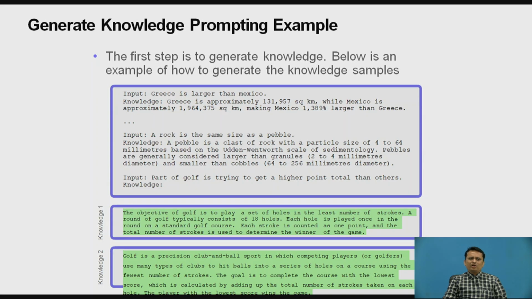This is a general knowledge prompting example where some input is given, and the knowledge in that input is also mentioned. Like that, input and its corresponding knowledge are given, and once these combinations are given, later you ask with just one input, for example that part of golf is trying to get a higher point total than others, and then you ask what knowledge you have in this, and the LLM model will come up with this answer.